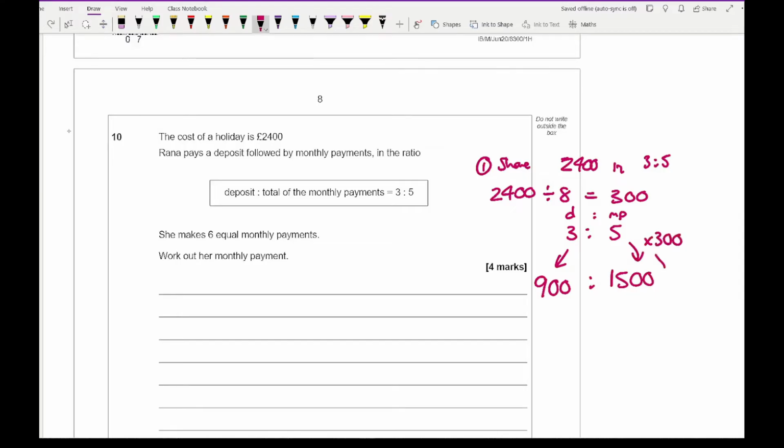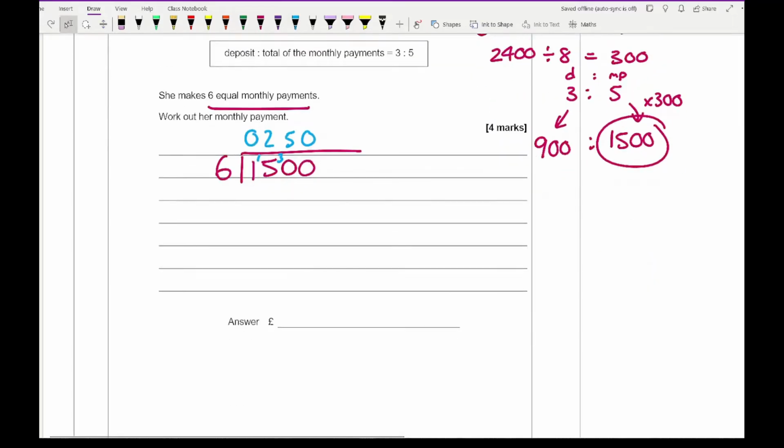So from this, we then have to work out what 6 equal payments are. So what we then need to do is do 1,500 divided by 6. So here we've got 0, and then we've got 2, and then we've got 5. So the monthly payments therefore are going to be £250.